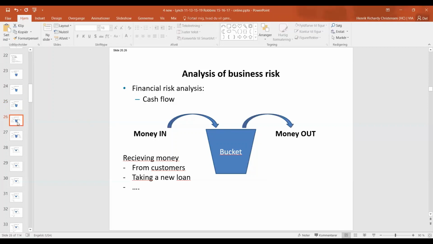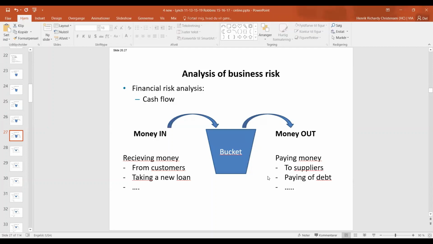Then we have money out from this bucket in the company. And what is it that would make money go out of the bucket? Well, quite obviously, when we have a supplier. When we buy something from our suppliers, they don't give it to us for free. So we have to pay them money to deliver raw materials, whatever we need in order to give us that service or that product. That means when we pay money to suppliers, then it's money out of our bucket.